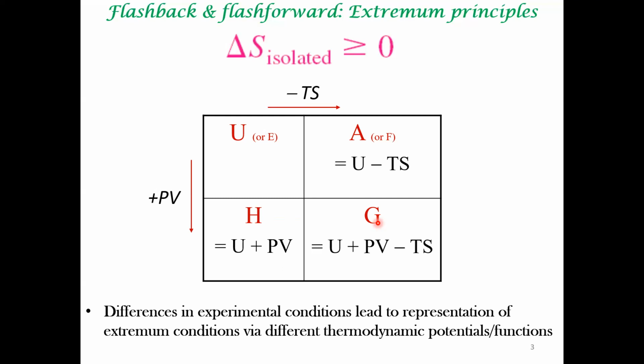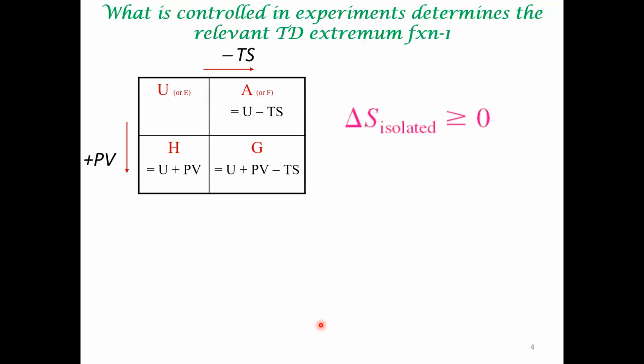So what is the take-home message here? Depending upon the way you do an experiment, the experiment is defined by the boundary conditions, that means what is kept a constant. And depending on the experiment, one of these thermodynamic functions is utilized more than the others, because that particular thermodynamic function is going to take an extremal value. We'll clarify this again in the next 2 slides.